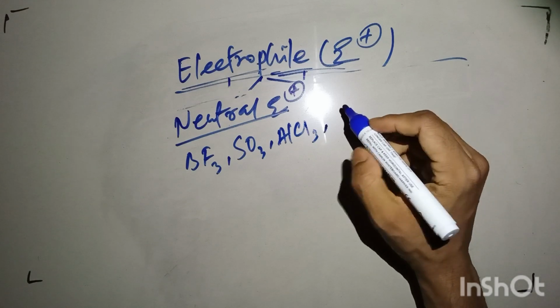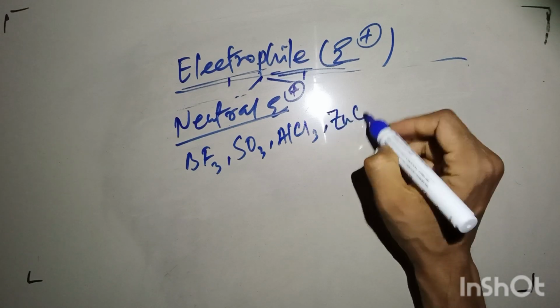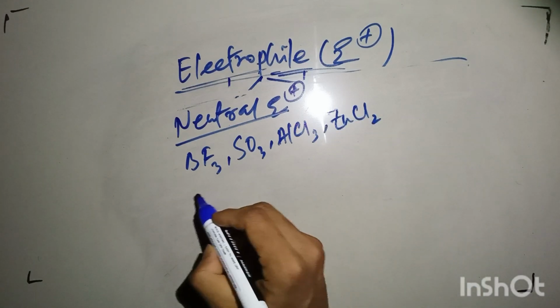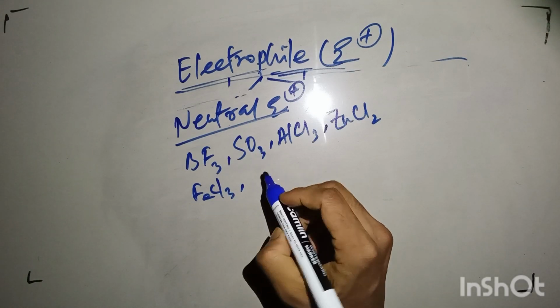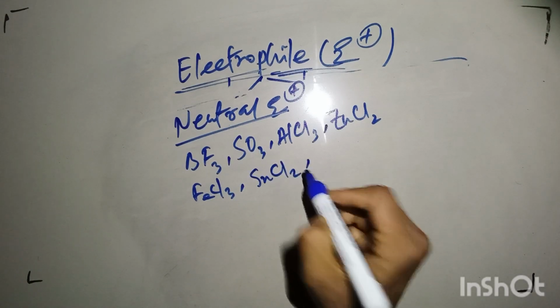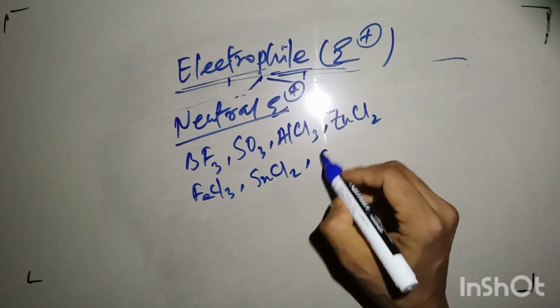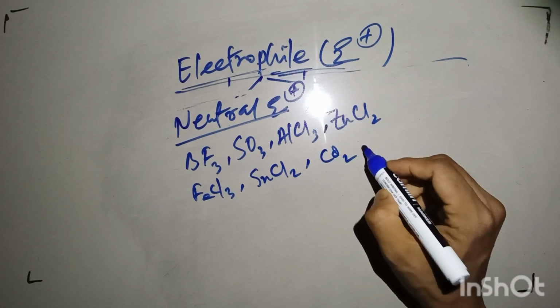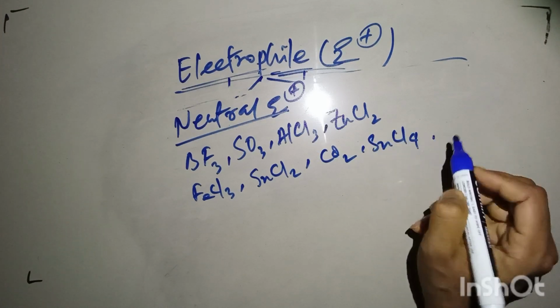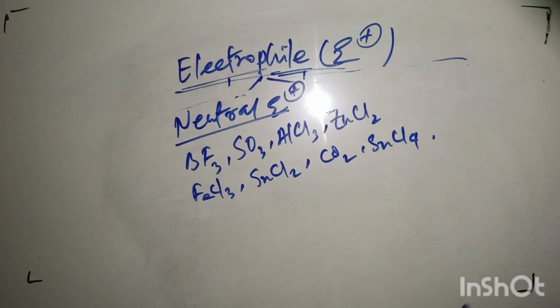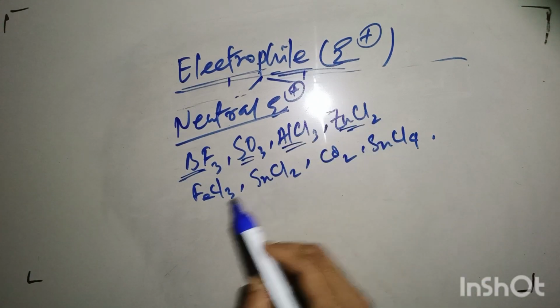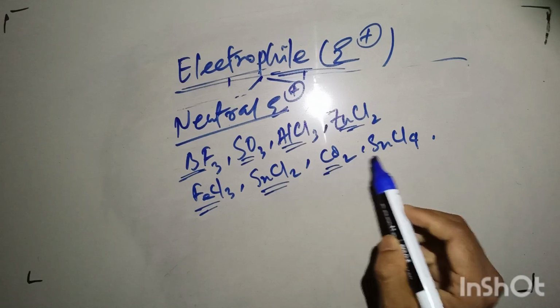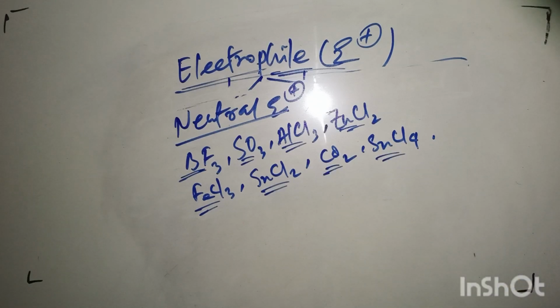then write ZnCl2. After ZnCl2, you can write FeCl3. After FeCl3, you can write SnCl2. After SnCl2, you can write CO2. After CO2, you can write SnCl4. These are all neutral electrophilic species or neutral electrophilic attacking reagents.